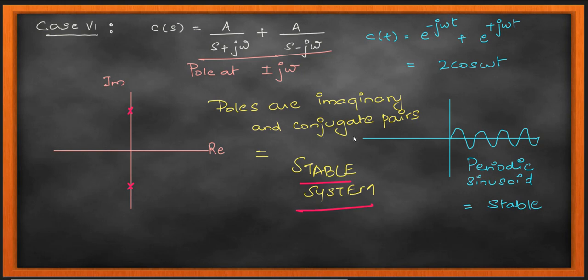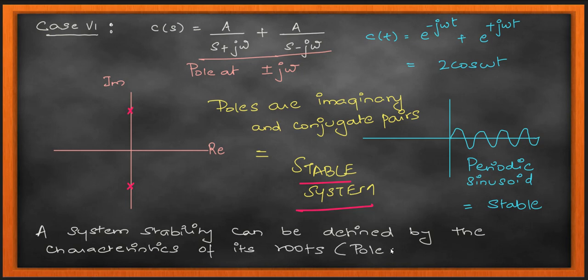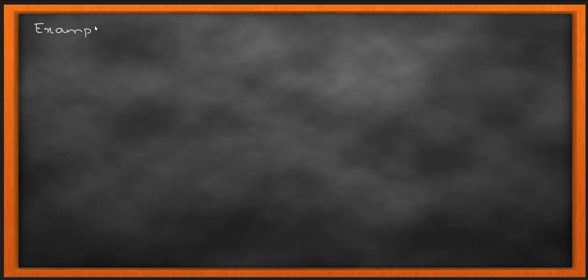All right. So these are the 6 cases we get. What I'm writing here is that a system's stability can now be confirmed or predicted by just looking at the poles of that system. Because of this generalization we have done with cases 1 to 6, I can express the stability in terms of the pole locations. Good.